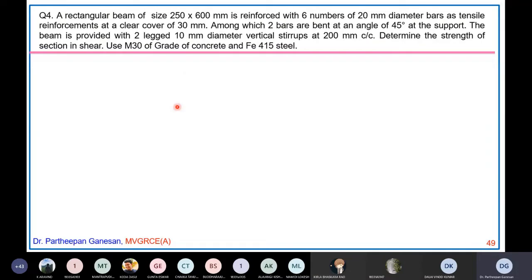It's an analysis problem because all the reinforcement, tensile reinforcement is given, 6 number of 20 mm bars, 2 bars are bent up at an angle 45 degrees. Shear reinforcement is given, 2-leg 10 mm diameter vertical stirrups provided at 200 mm center to center. So determine the strength of section in shear, or determine the shear strength of the section. Use M30 and Fe415 steel.